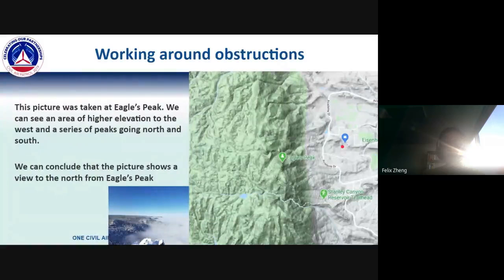So we can guess that, okay, we have mountains and high elevations to the left and the clouds and the lower elevations to the right. We are actually already, or the map is already oriented to our view.